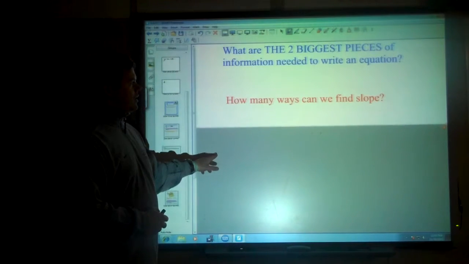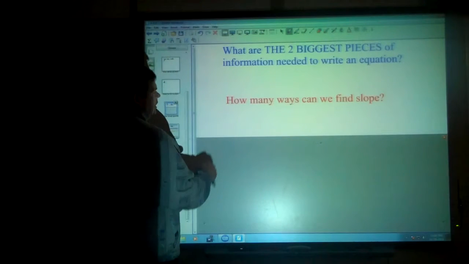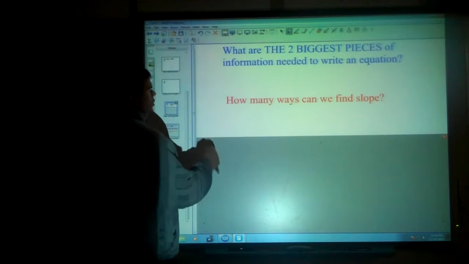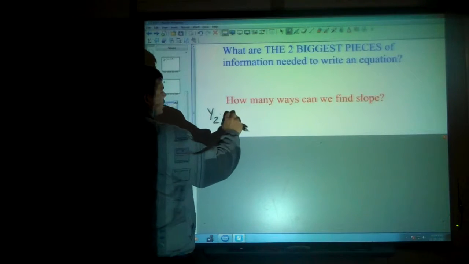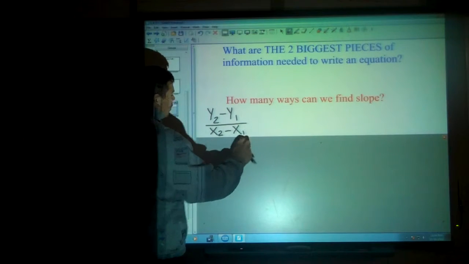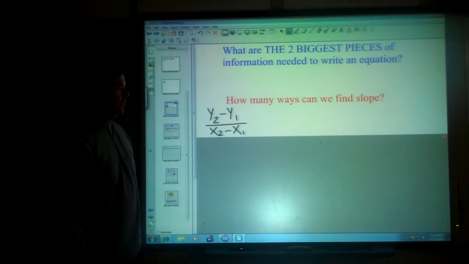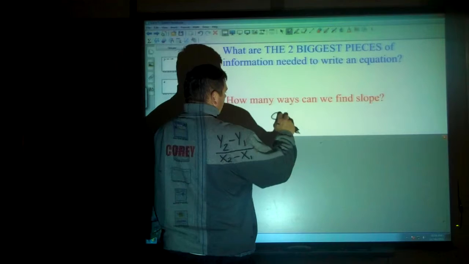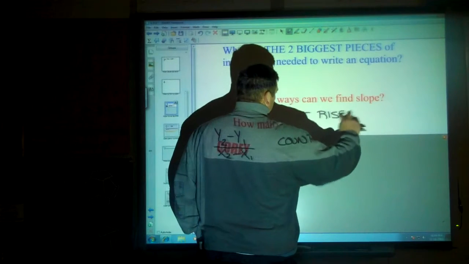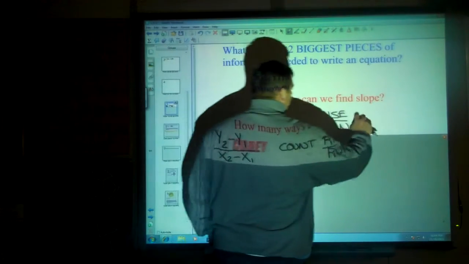So how many ways can we actually find slope? Well, one of the ways we could find slope is we could have it given to us. I mean, it could be stated. But most of the time it's not going to be given to us, so we could use the slope formula: y sub 2 minus y sub 1 over x sub 2 minus x sub 1. That's one of our methods for finding slope. Another method for finding slope is we could count it on a graph. We could count the rise over the run on an actual graph.